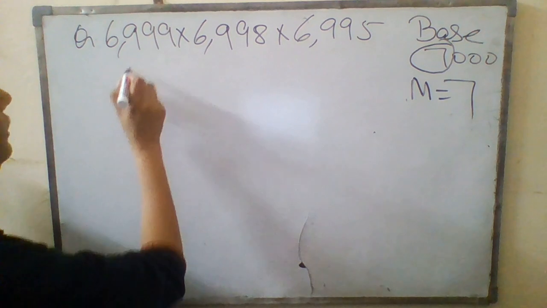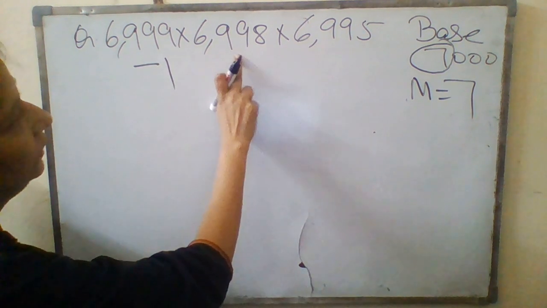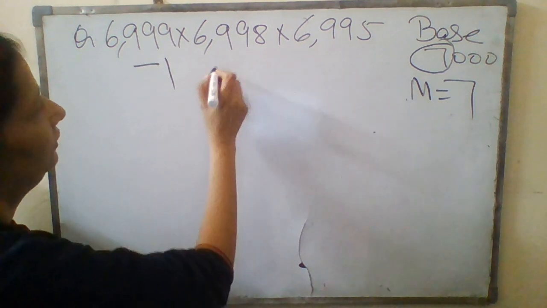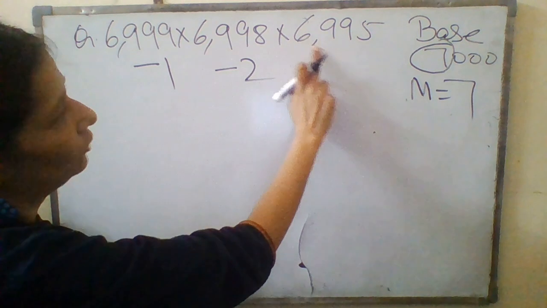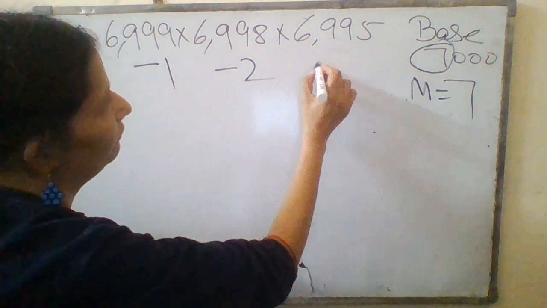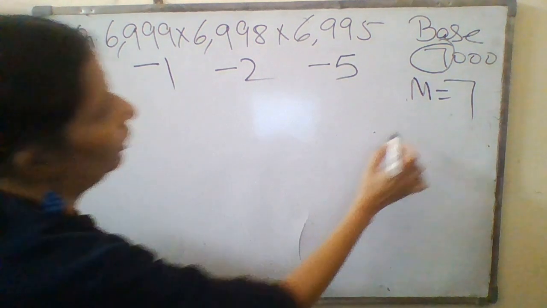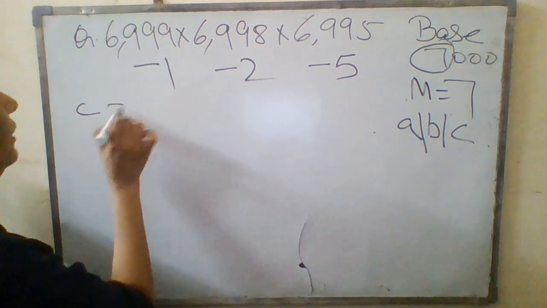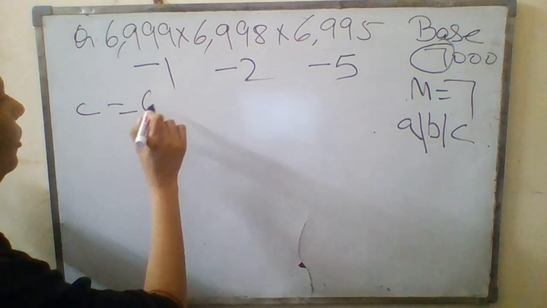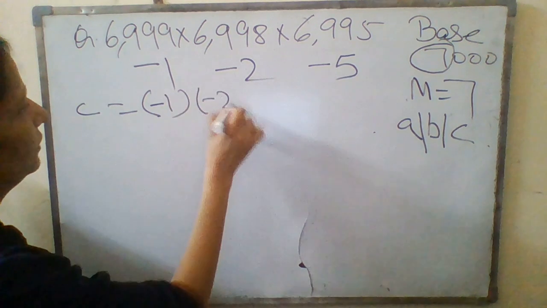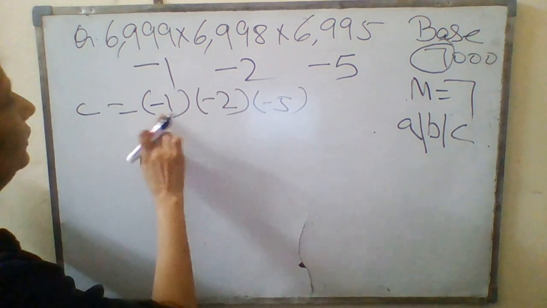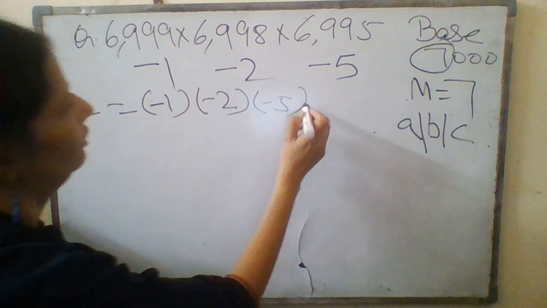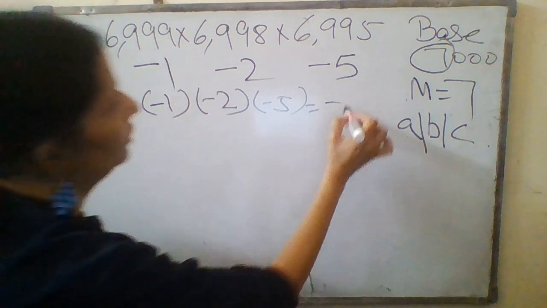Now 6999 minus 7000 will be minus 1. 6998 minus 7000 will be minus 2. 6995 minus 7000 will be minus 5. Now you have to find out the value of A slash B slash C. What is C here? See how fast. Multiply all these. Minus 1 into minus 2 into minus 5: minus into minus is plus, plus into minus will be minus. Now 5 twos is 10.